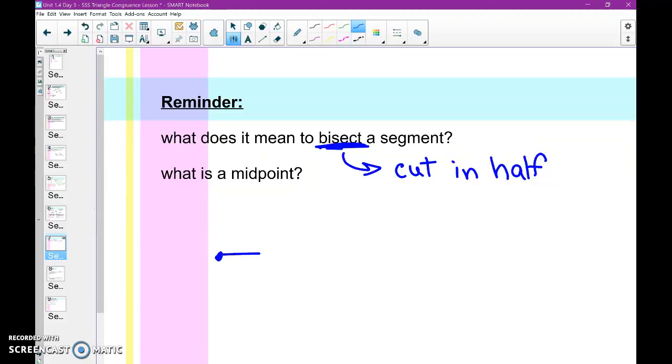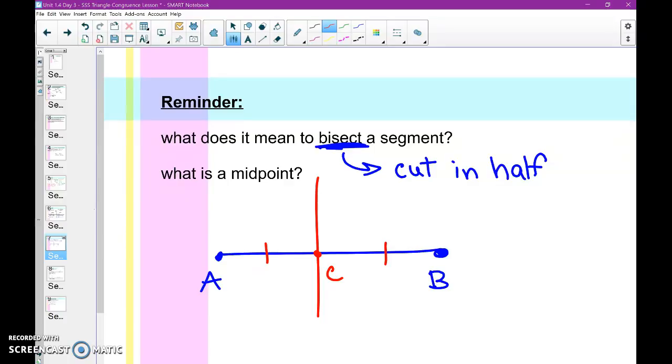So think about if we have a segment here, and we call it AB, and I bisect it right there, and we'll call this point C. If I bisect it right there, that means that this piece and this piece are both half, which means automatically congruent to each other. Okay? Means AC is congruent to CB. If you cut something in half, you better have equal pieces, otherwise you didn't really cut it in half.